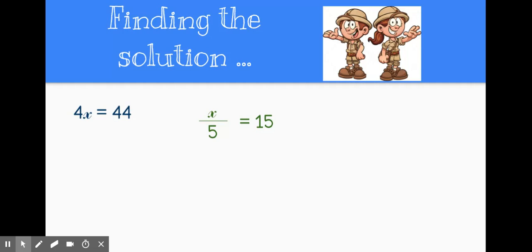In this problem, since the x is being divided by 10, to get it by itself, we're going to need to multiply both sides of the equation by 10. On the first side, the 10's cancel, leaving x all by itself. And on the other side, we have 15 times 10, which is 150. So our answer is x equals 150. Great. That's how you solve simple equations where an unknown is being multiplied by a number or divided by a number.